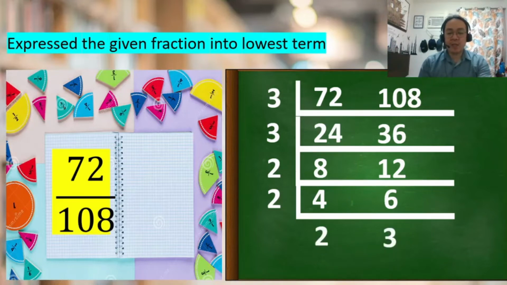Ngayon, take a look at this one. Si 2 and 3 ba, meron pa silang common number na pwede silang i-divide except sa 1? Wala na. So, to get the GCF of 72 and 108, we will just be multiplying all these numbers na ginamit natin as a divisor. So, 3 times 3 is equal to 9, times 2 is equal to 18, times 2 is equal to 36. So, that will be your GCF, 36.